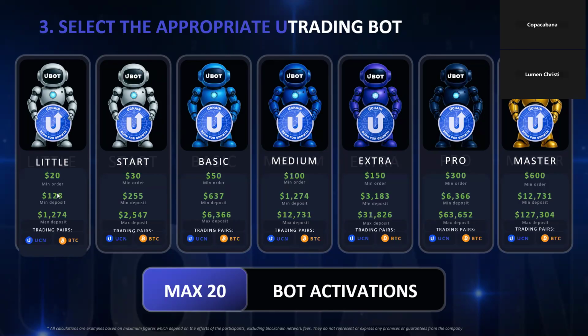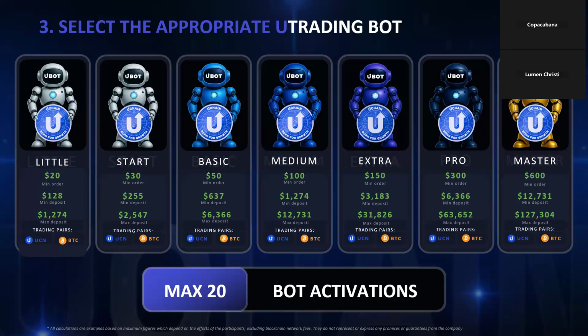But the minimum deposit here is just 128, which is far less than the amount that was used to purchase the performance pack. So if you choose a bot size whose minimum deposit is less than the amount of money you spent to purchase the performance pack, then it is not going to work. The system will not work for you because there's a mismatch between the performance pack and the bot, which means the pairing is not a good one.